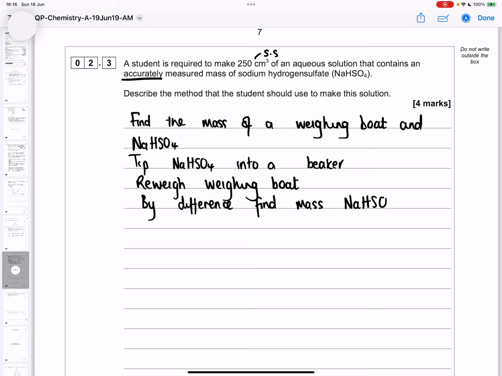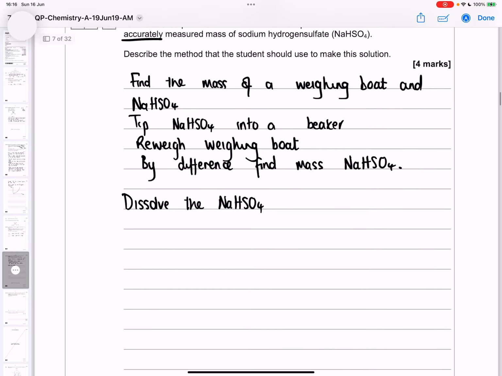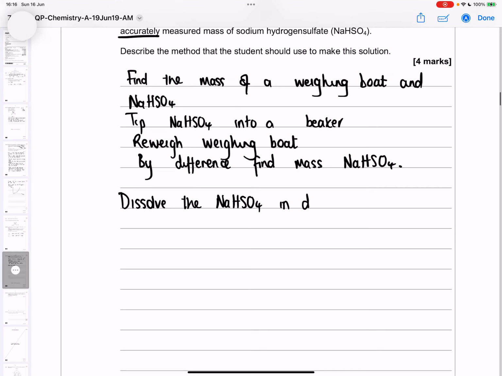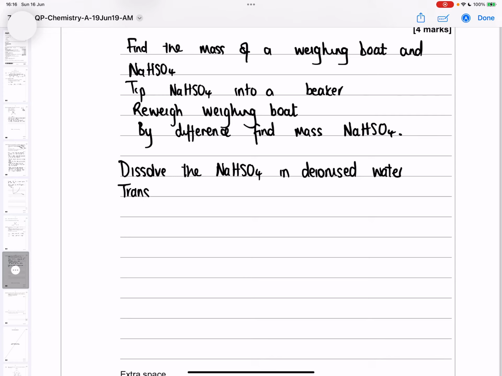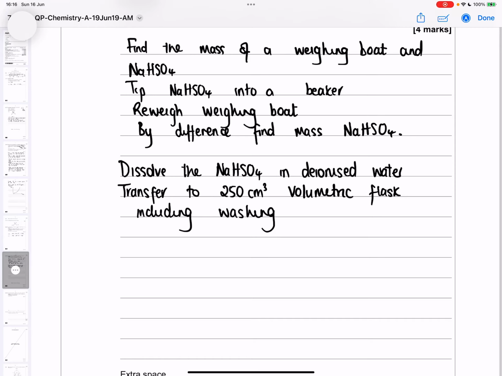So weighing by difference. You're then going to dissolve the sodium hydrogen sulfate in the beaker using deionized or distilled water. And then we're going to transfer to a 250 centimetre cubed volumetric flask, because that's the amount we want to make, including all the washings. So that's where you rinse the beaker into the volumetric flask to ensure that all the dissolved solid ends up in the flask.